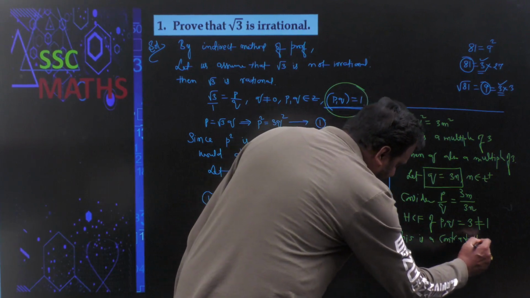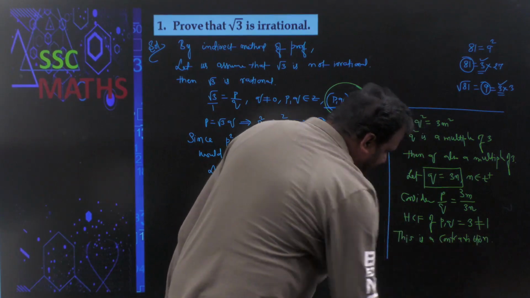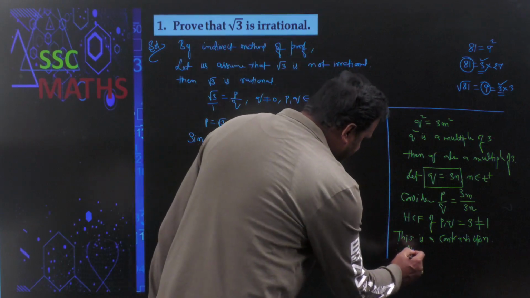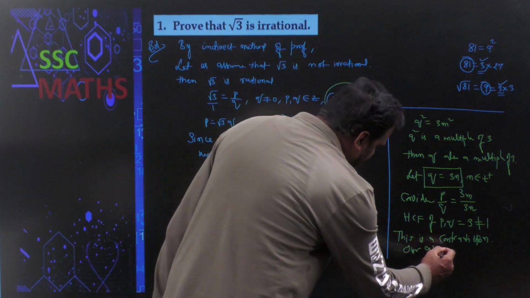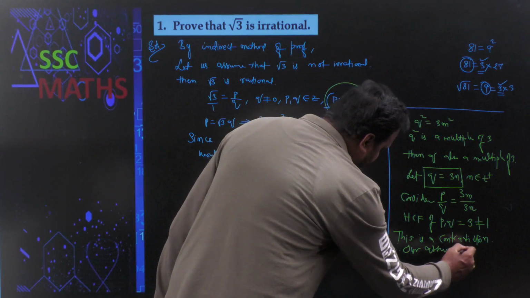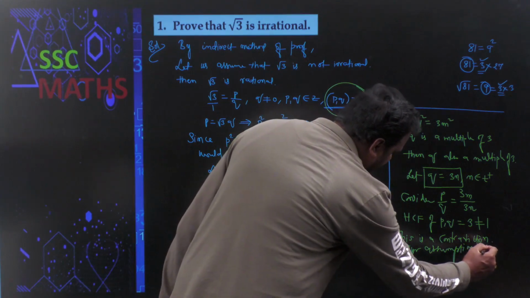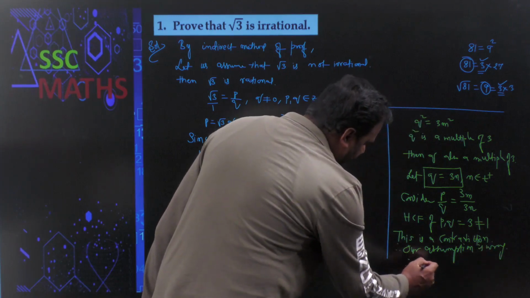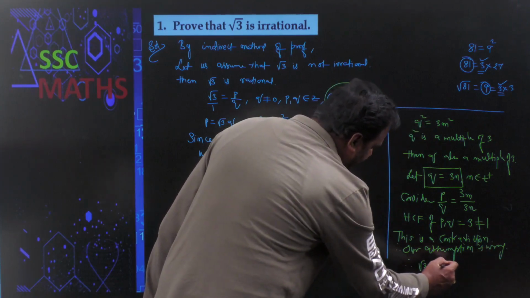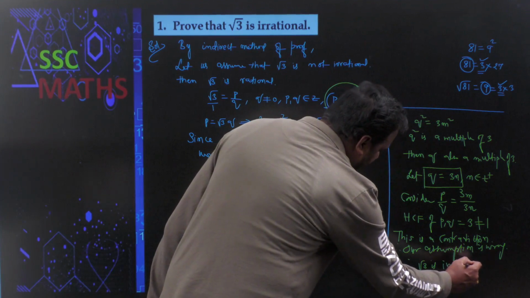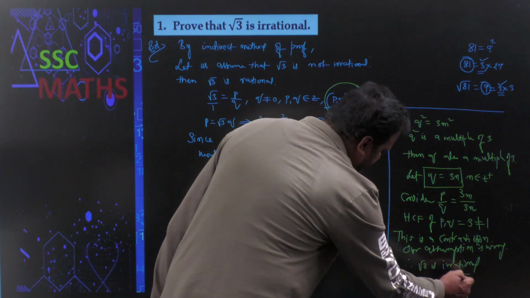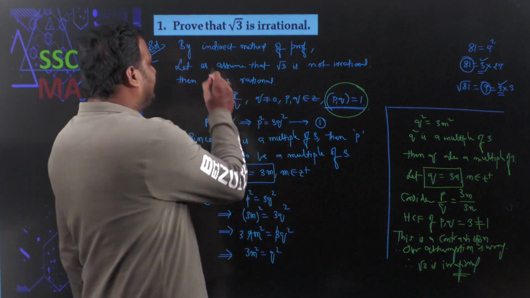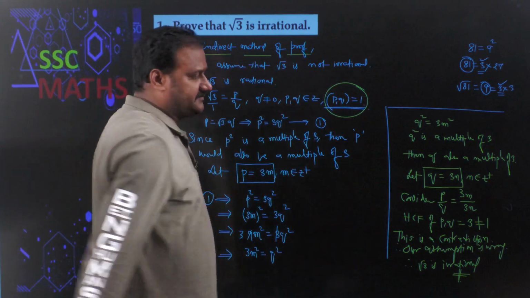Contradiction is nothing but getting a wrong result. This is a contradiction. Therefore, our assumption is wrong. So, since our assumption is wrong, then what is right? Therefore, root 3 is irrational. This is the proof, called the indirect method of proof.